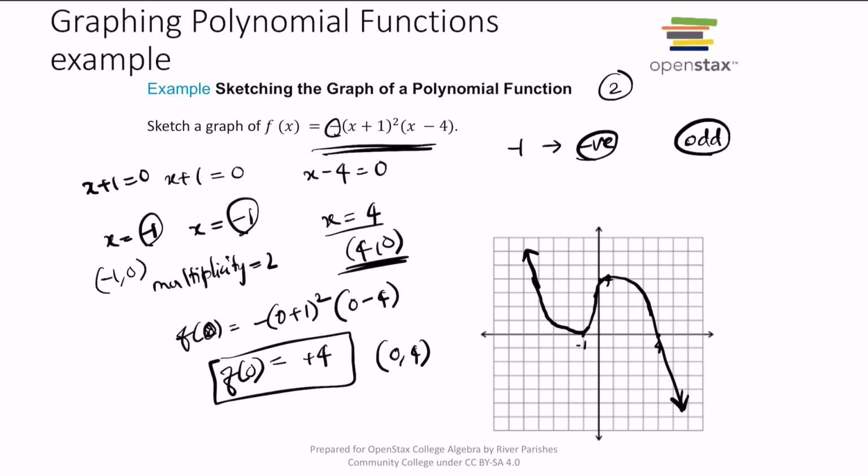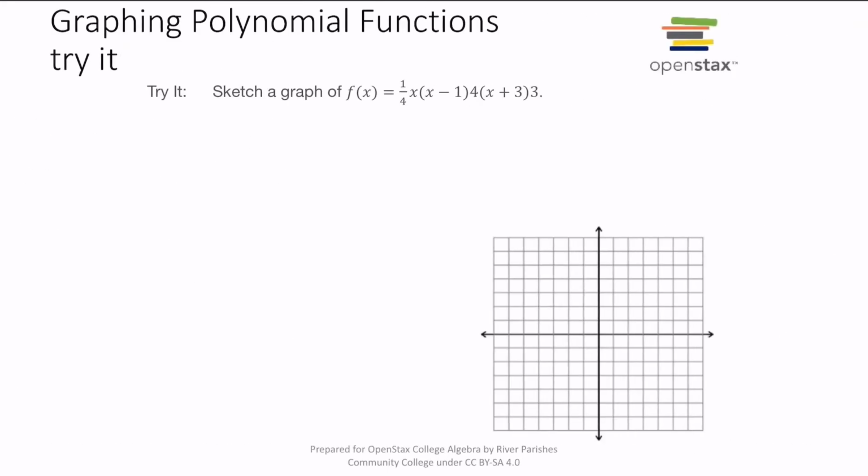So first we find the intercepts, and using the intercepts find the multiplicity. Next find the y-intercept. Next check the lead term, whether it is negative or positive, and then check whether the function is even or odd. If the power is even, it means it is an even function. If the power is odd, it's an odd function. That's how we can determine it.